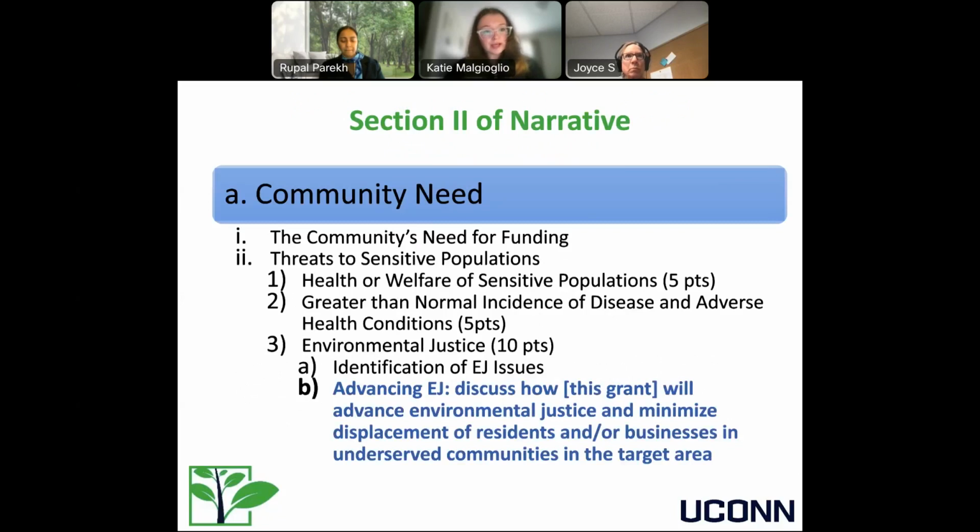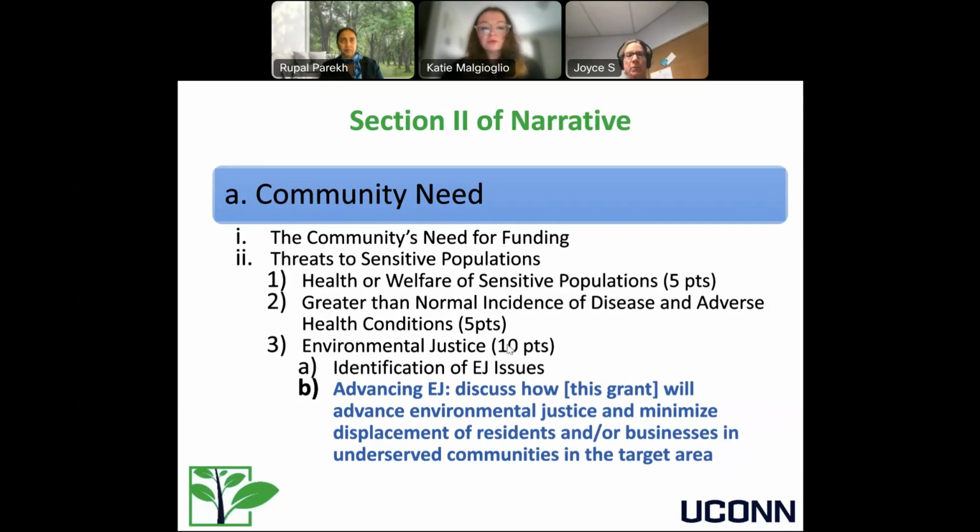Getting into the grants, the guidelines have changed a bit from this year to last year. I believe displacement was previously in section 1BII, but now you'll see it in section 2A, or more specifically, section 2AII3B, but that's a little bit of a mouthful. But we're looking at the environmental justice portion here at the bottom.